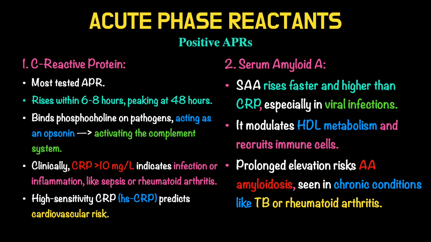The other one is serum amyloid A. SAA rises faster and higher than CRP, especially in viral infections. It modulates HDL metabolism and recruits immune cells. The prolonged elevation of SAA has a risk to develop AA amyloidosis, right? If you haven't attended the lecture on amyloidosis, it is in the general principles of pathology session in our USMLE Step 1 line by line session. You can visit that. It is seen in chronic conditions like tuberculosis or rheumatoid arthritis.